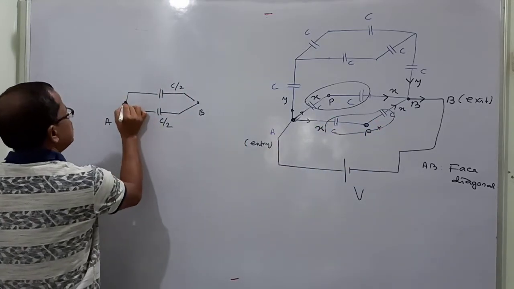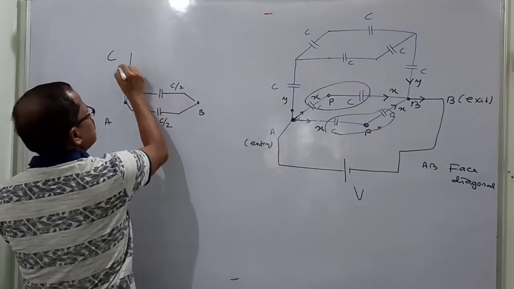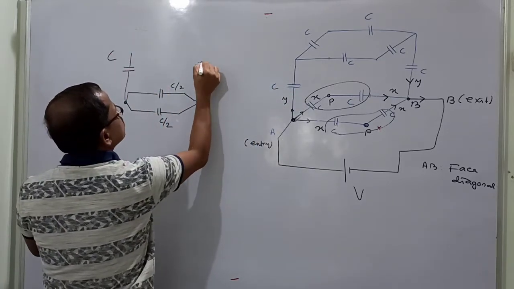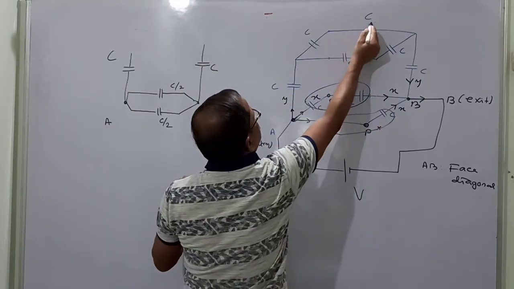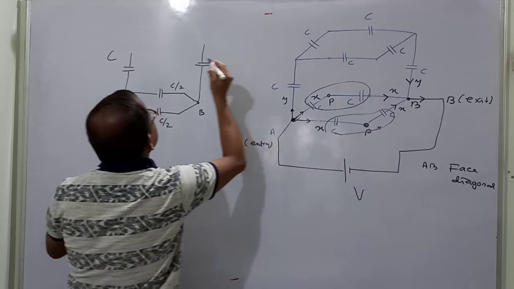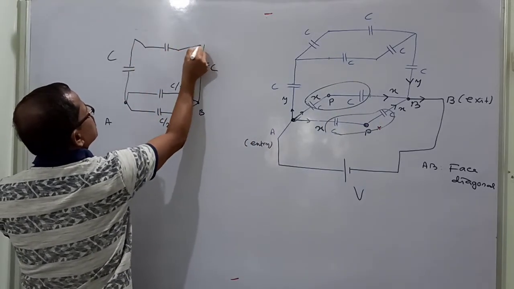Then come to the point here. Another capacitor is going this way. So this is C. From the B point, another capacitor is going. This is C. And these two are in series. C by 2. This is C by 2. Again from this point, so now we can say this is one connection.